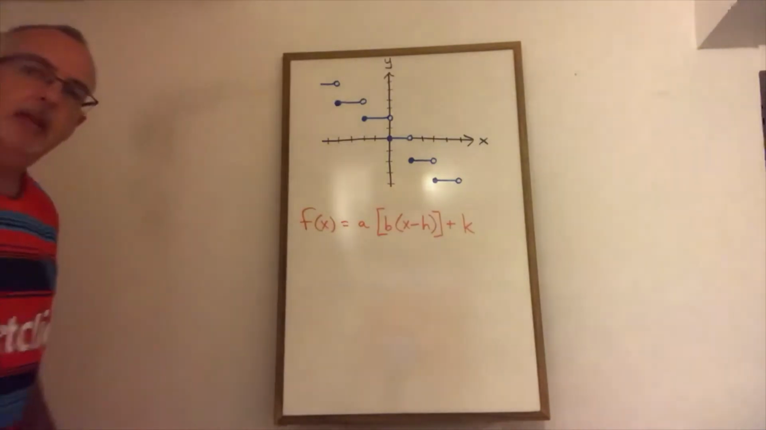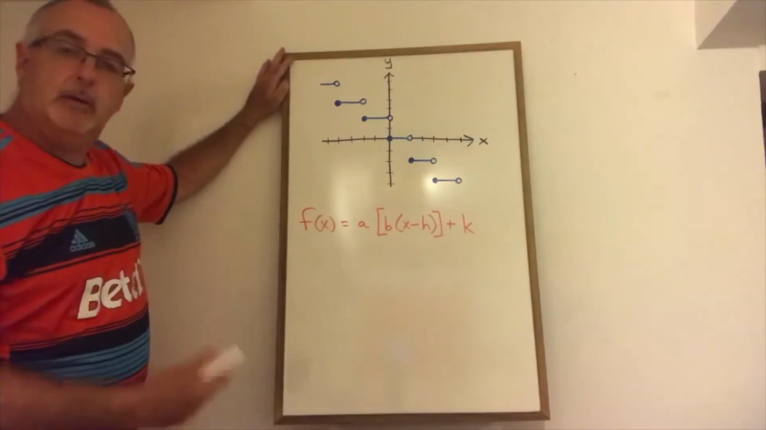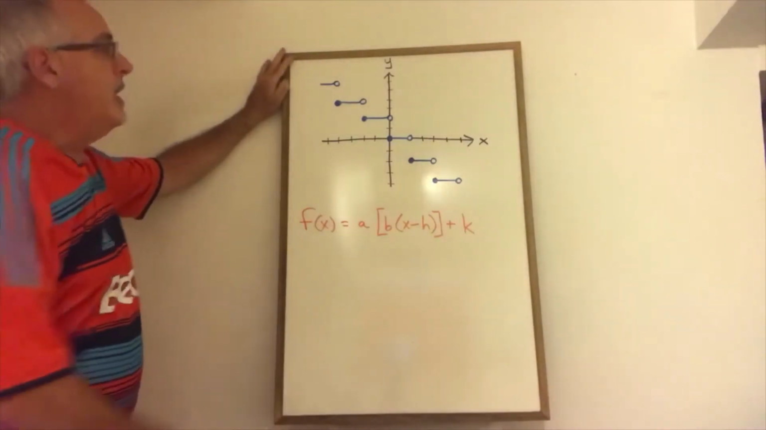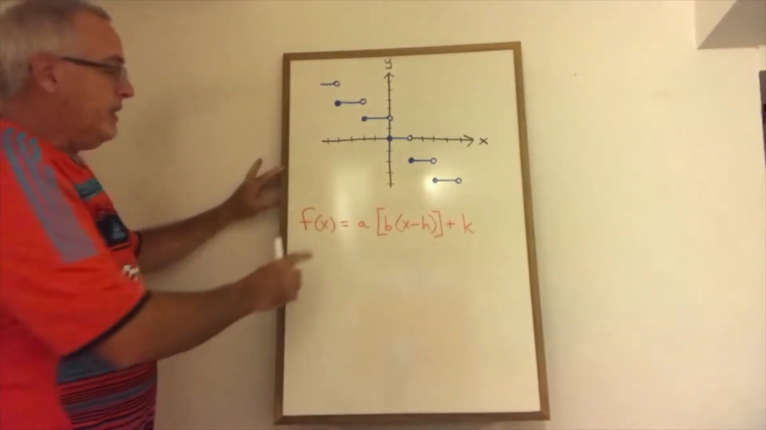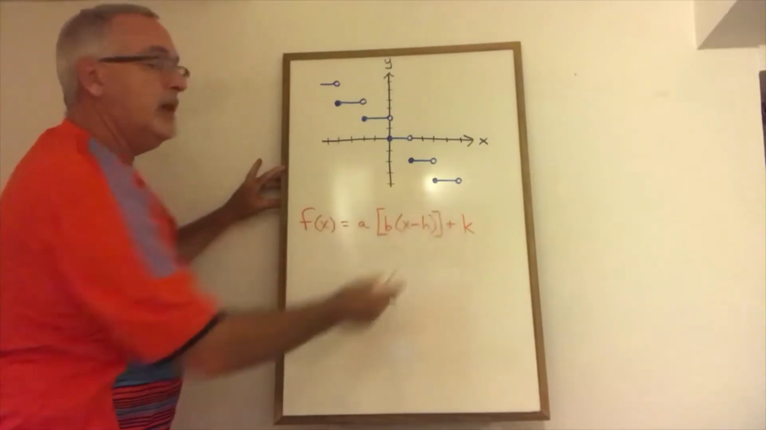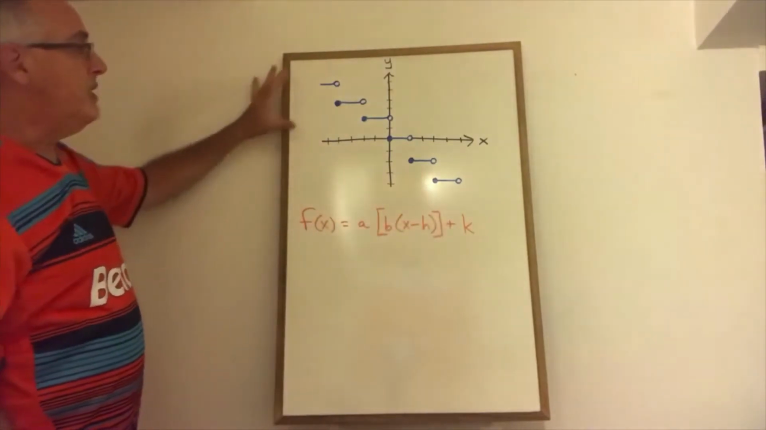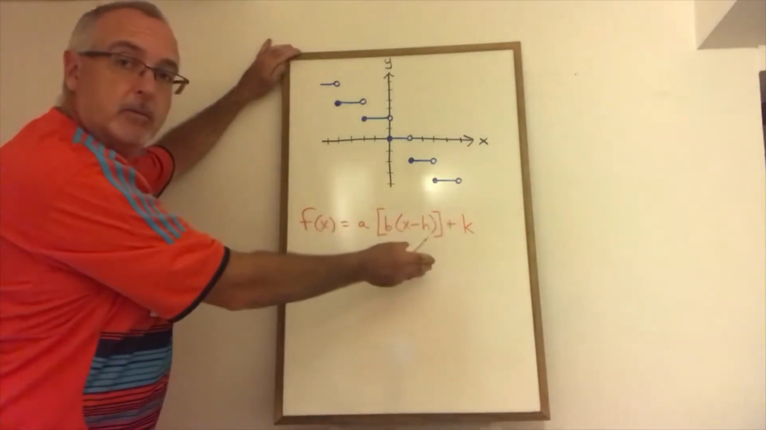Today's Daily Dose of Math is an example of finding the equation of a step function, also known as the greatest integer function, from a graph. The basic form of the step function is here, where we have four parameters, a, b, h, and k. We need to find those parameters from clues on the graph in order to replace them with values and write out our equation.